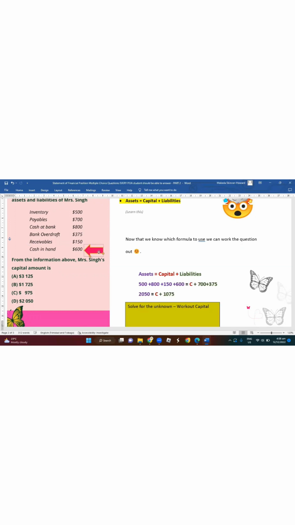We have the liabilities in green, 700, which is payables. And we just spoke about accounts payables being a liability, a current liability. So sometimes they would write the word accounts payable, sometimes they would write the word payables only. It's one and the same thing. The second item we have in green there under liabilities is your bank overdraft, which is 375.